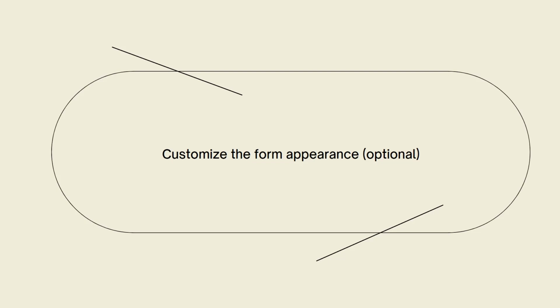Now customize the form appearance. This is an optional action. Modify the form's design and layout using the available styling options in Elementor. You can change the form's colors, typography, alignment, and other visual aspects.